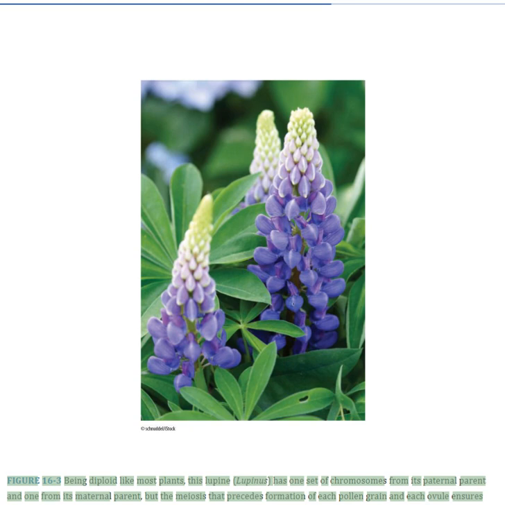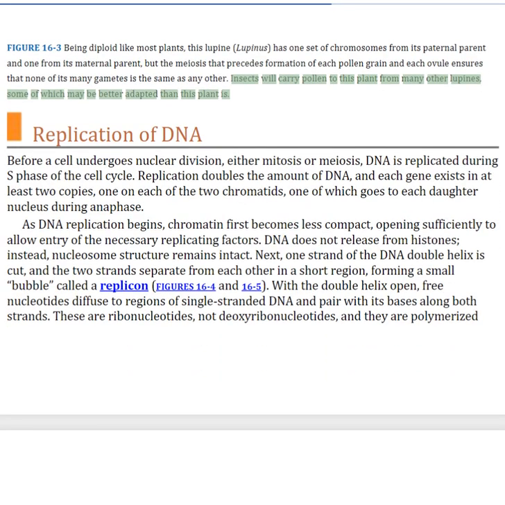Figure 16.3: Being diploid like most plants, this lupin has one set of chromosomes from its paternal parent and one from its maternal parent, but the meiosis that precedes formation of each pollen grain and each ovule ensures that none of its many gametes is the same as any other. Insects will carry pollen to this plant from many other lupins, some of which may be better adapted than this plant is.